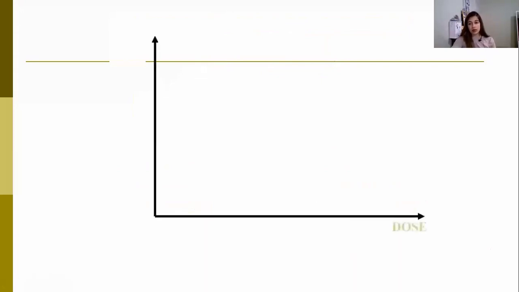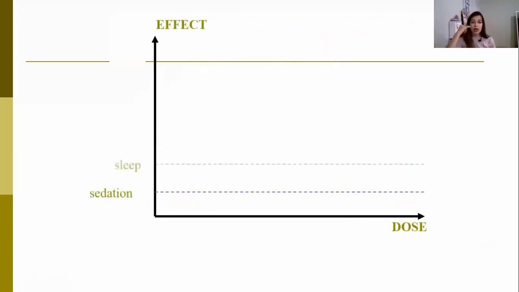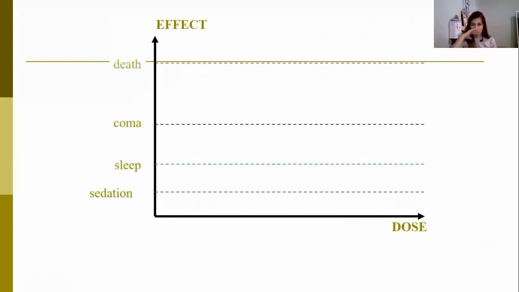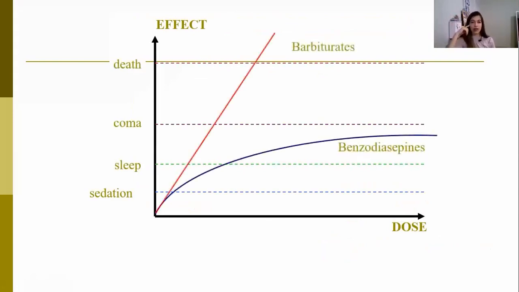What can we say about the dose-effect dependence of the hypnotic drugs? The effects from a low dose start with sedation, calming down the patient, then our favorite sleep effect, and then toxic effects like coma and death. So coma, we remember that it is the condition in which the patient cannot wake up, but he's still alive. And death, everybody knows what it is, death.